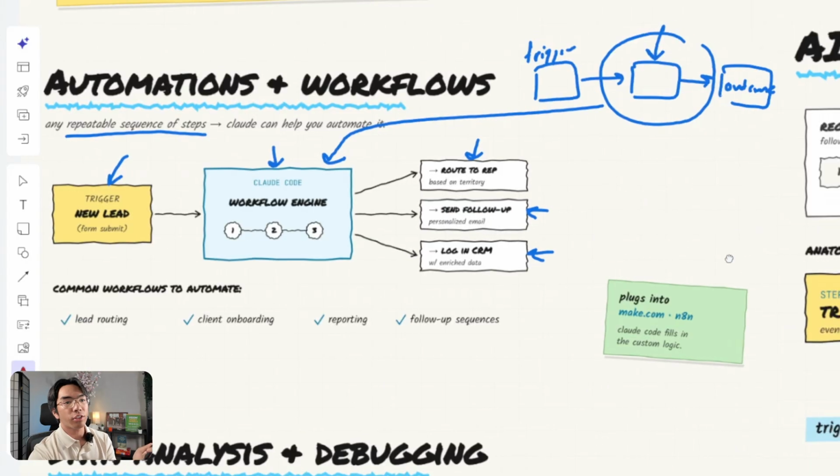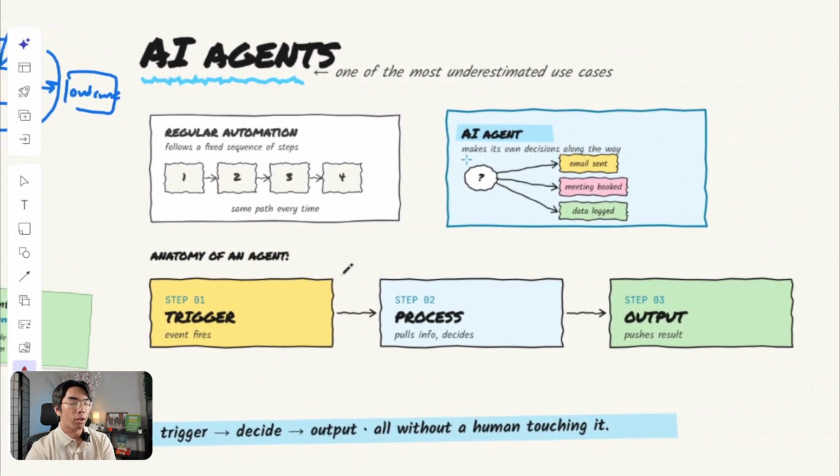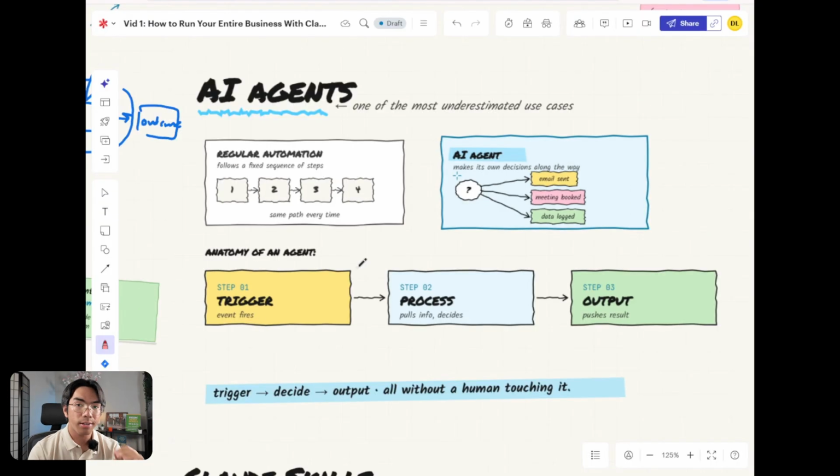Now let's keep going. So next we get to AI agents. Using Claude Code to build AI agents is one of the most underestimated use cases. I know I mentioned agents whenever I was explaining the AI automation section. So real quick, I'm going to explain the difference between the two.